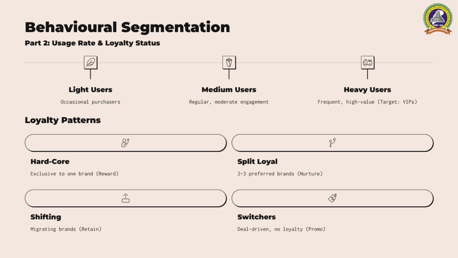Next one is shifting loyals. These buyers shift their preference from one brand to another brand over time. For example, a smartphone user who moves from Samsung to OnePlus.